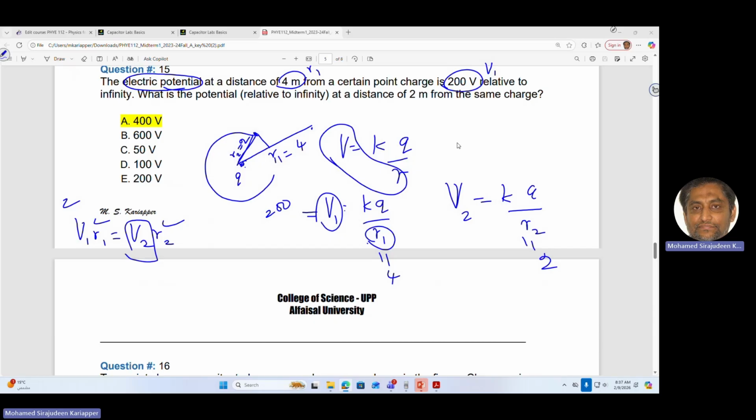If you know this trick, it will become faster. In an exam situation, if you know some tricks like this, it will help. You do it without thinking too much, and you get it. But this is not in the formula sheet because it is not general. This is true only when you are talking about the same charge. Here we are talking about the same charge.